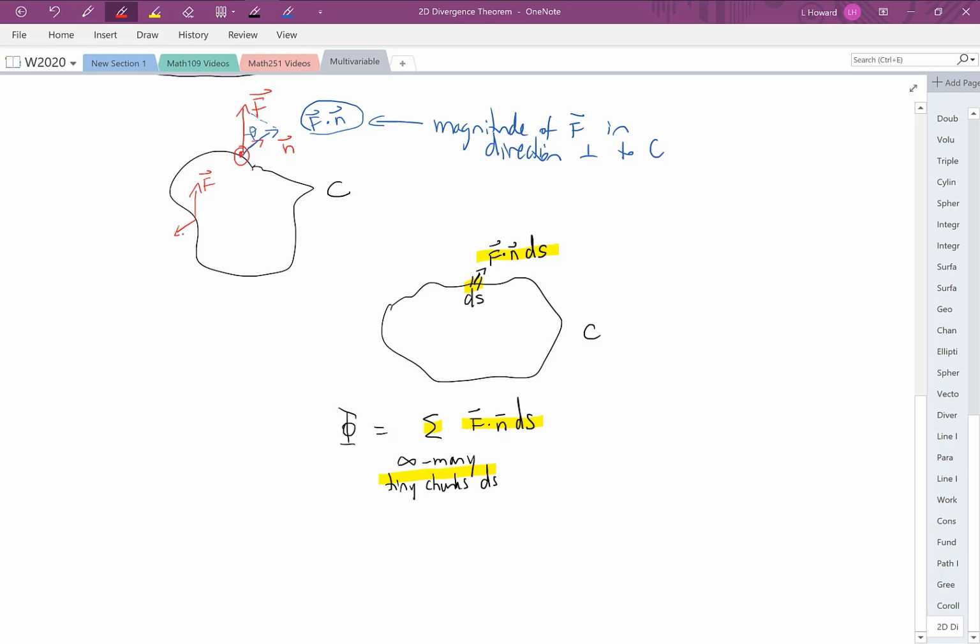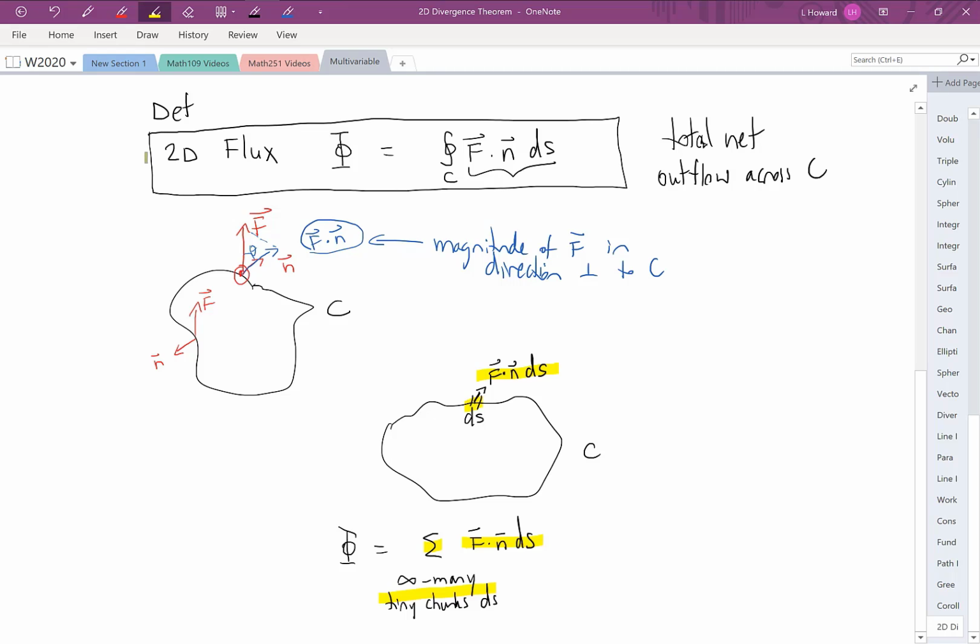So our vector n would be pointing like that. And then when we take the dot product of these two vectors that have greater than 90 degrees between them, we're getting a negative value for that dot product. So negative contribution to that sum. And therefore, we're getting our total net outflow across our curve.